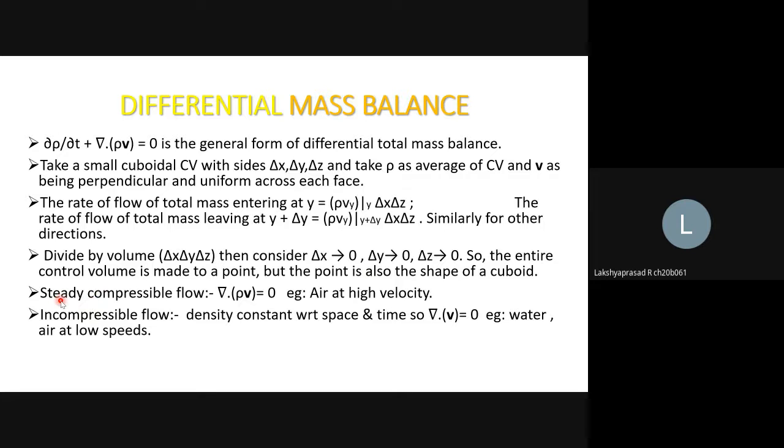Here again, if we take the case of steady compressible flow, the dou by dou t term will be 0, and we'll have del dot rho v is equal to 0, for example in the case of air at high velocity. We can also have a simplification for incompressible flow. In that case, rho will depend neither on time nor on space, so this term will go to 0. Rho can be taken outside in the second term, and what we get is del dot v equal to 0. Examples for this are water and air at low speeds.